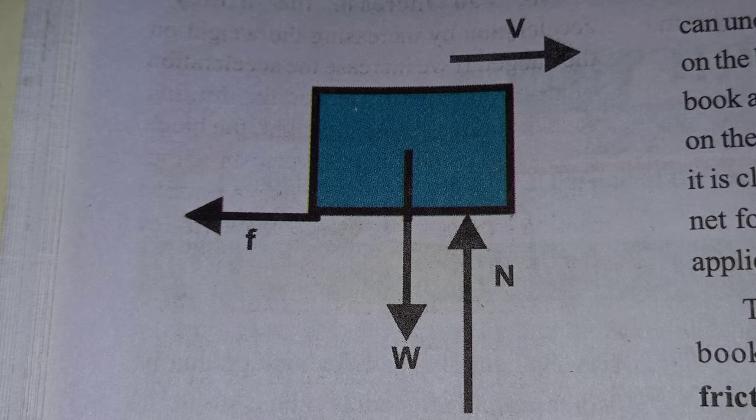So we can understand that the floor applies a force on the book against its motion. Similarly, the book also applies the same amount of force on the floor in the opposite direction. Here it is clear that the floor is at rest, hence the net force acts in the direction of the force applied by the floor on the book. So the net force is in the direction of the force applied. The force applied by the floor on the book is called frictional force or friction.